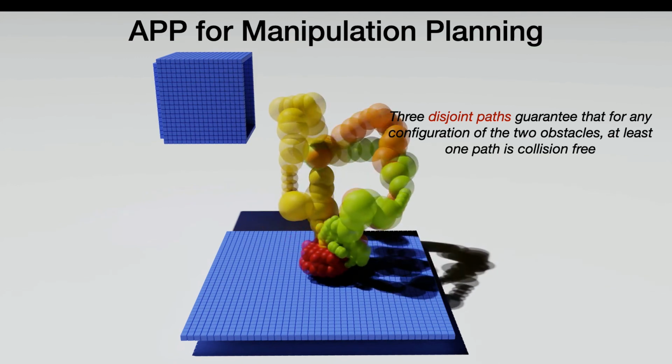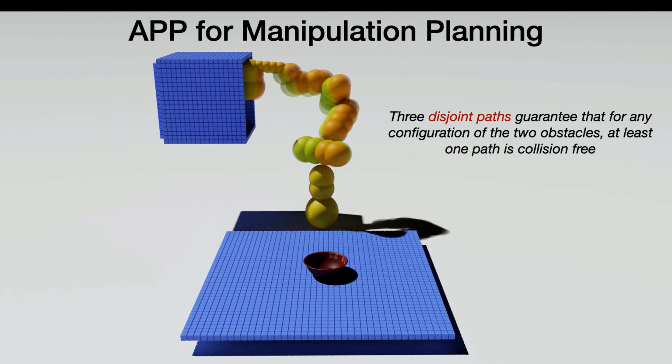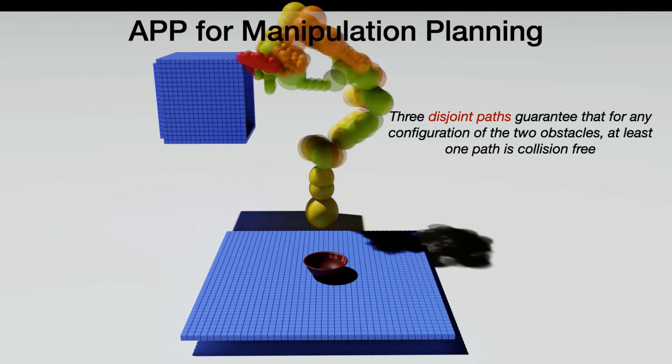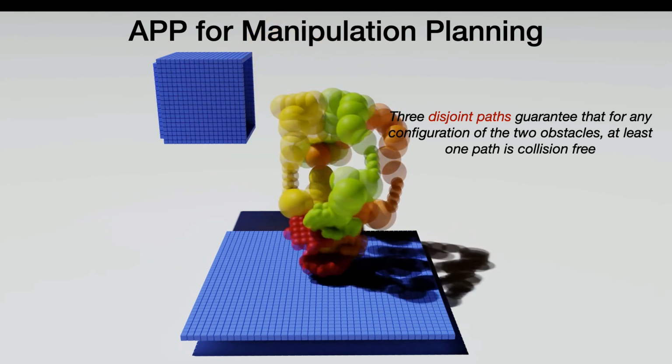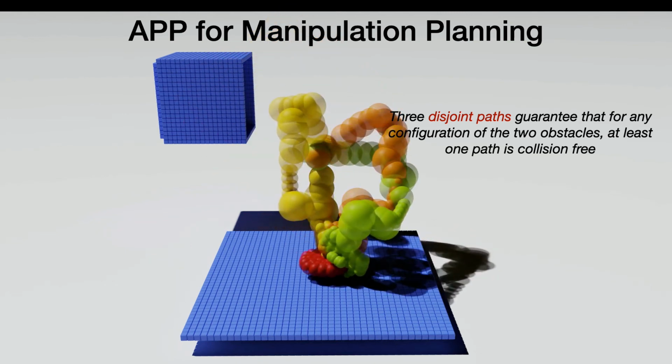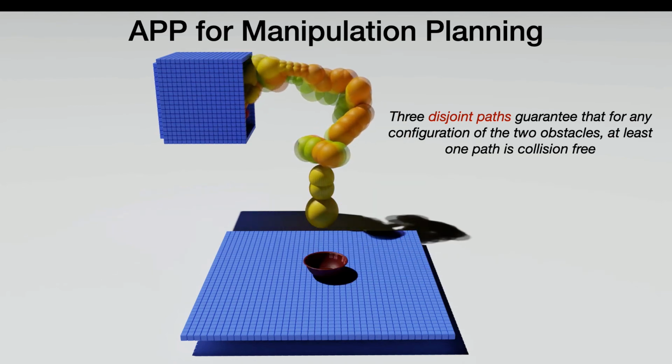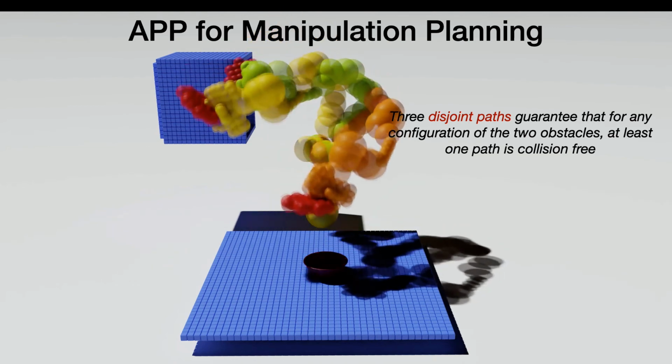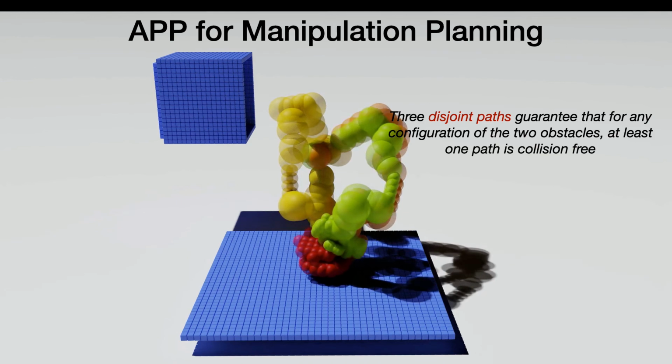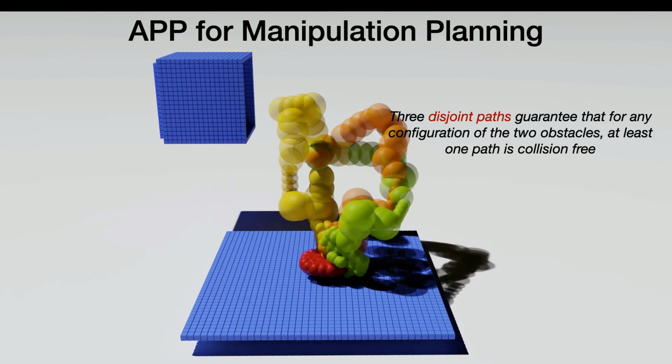APP guarantees that for any configuration of the two movable obstacles in this scene, one of the three paths would be valid at query time. Note that if APP cannot find three disjoint paths, then additional paths are computed to maintain this guarantee, as was illustrated in the 2D example earlier.